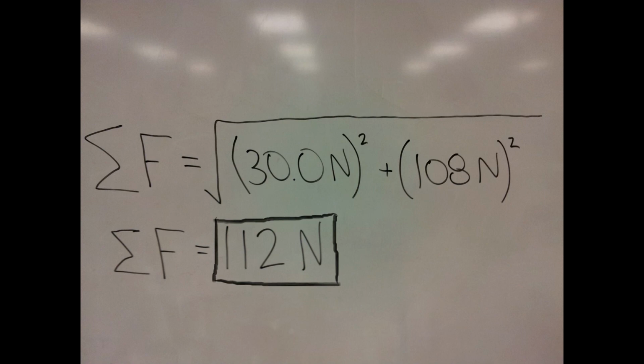By plugging in both of the forces we previously found, we find that the net force is equal to the square root of 30 newtons squared plus 108 newtons squared, thus giving us a total net force of 112 newtons.